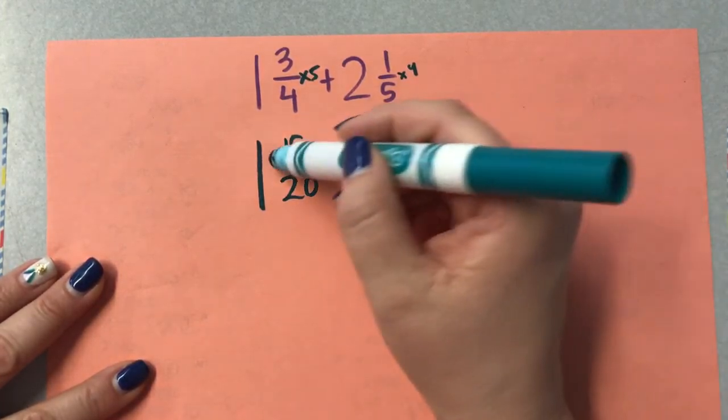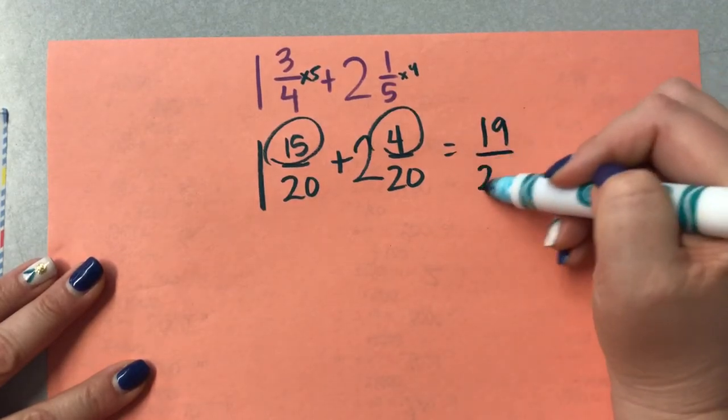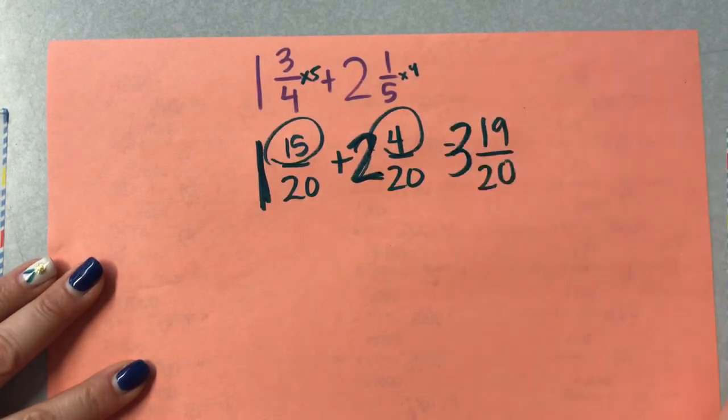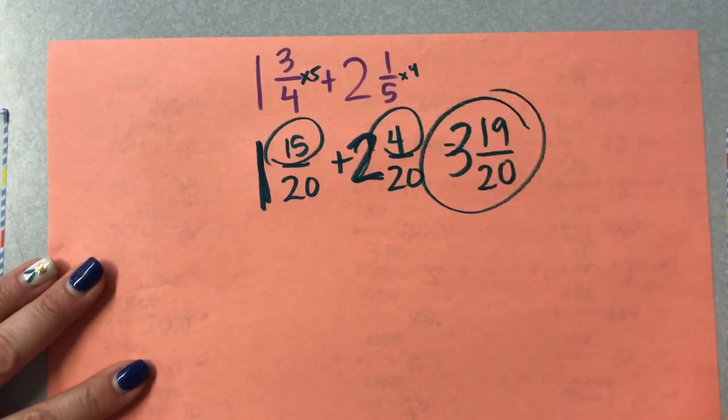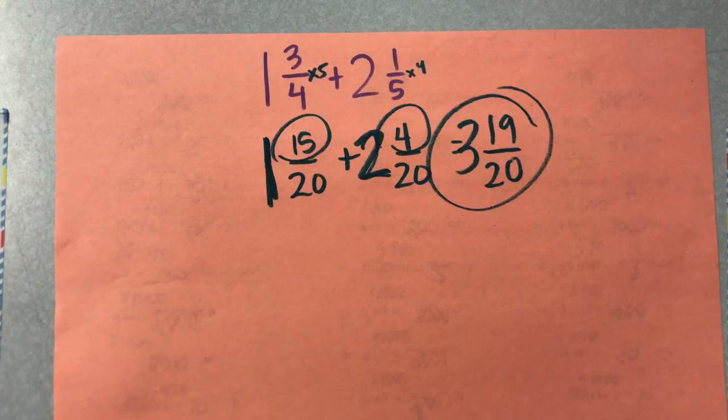I'm going to add 15 and 4, my two numerators, which is 19. 19 what's? 19 20ths. 1 plus 2 is 3. Pretty easy there. That is the basics on how we add mixed numbers.